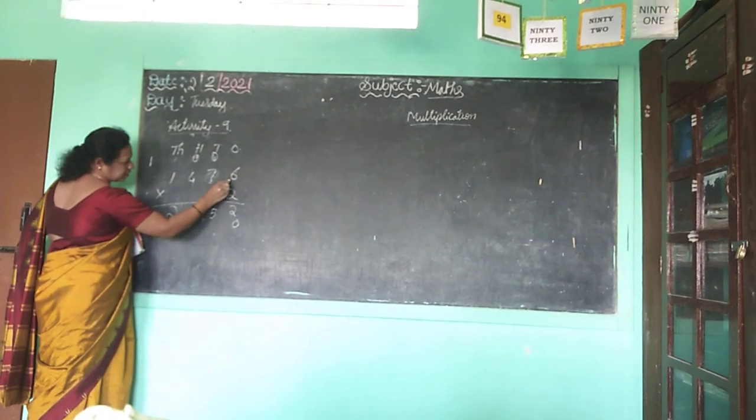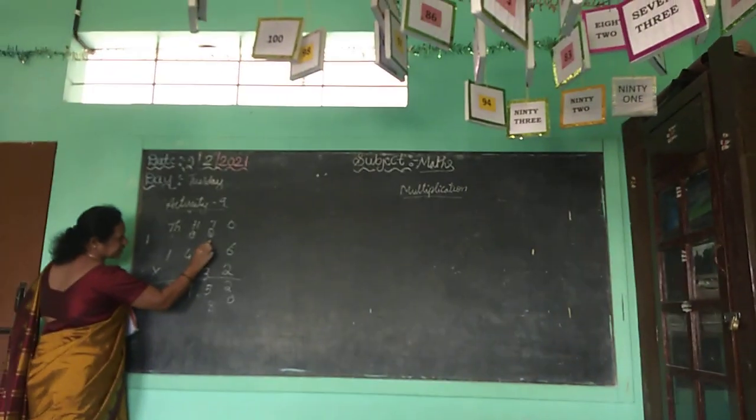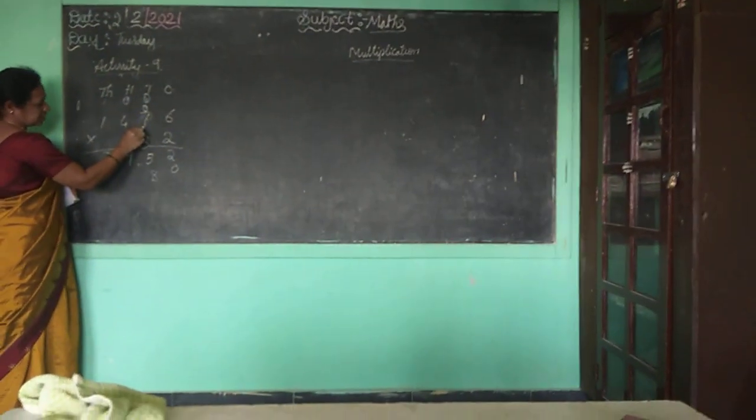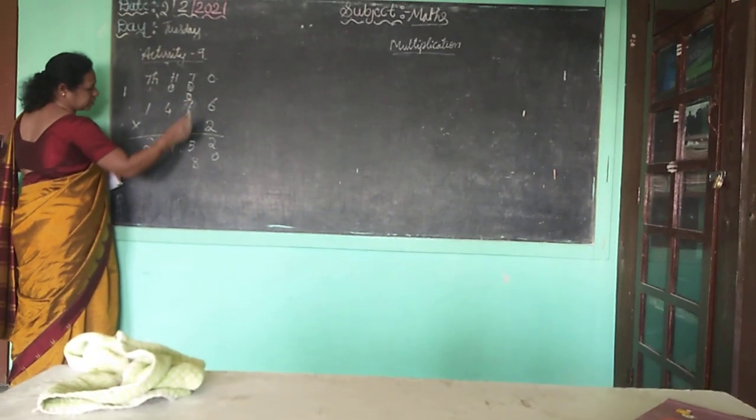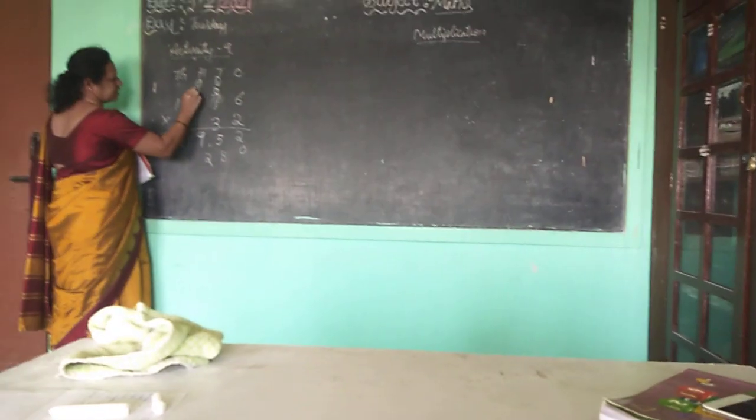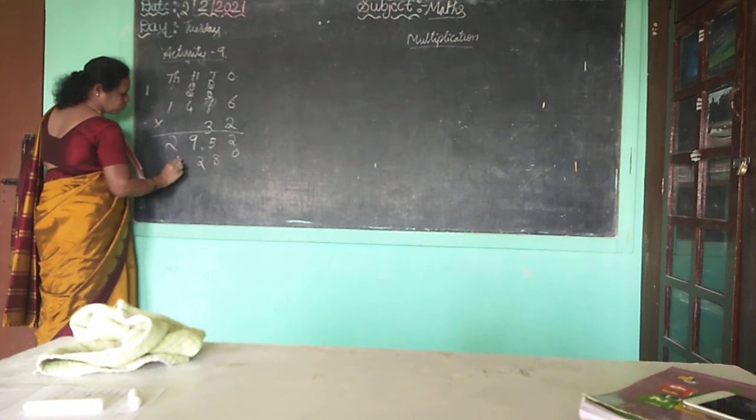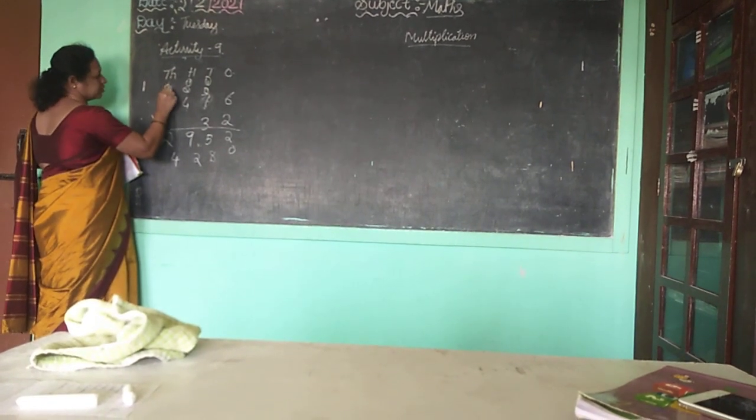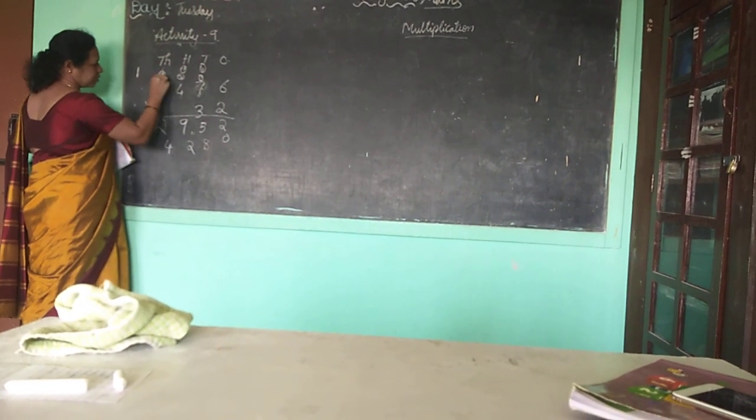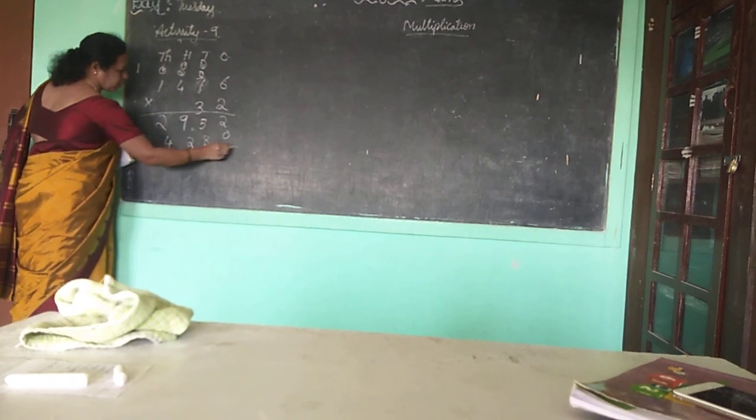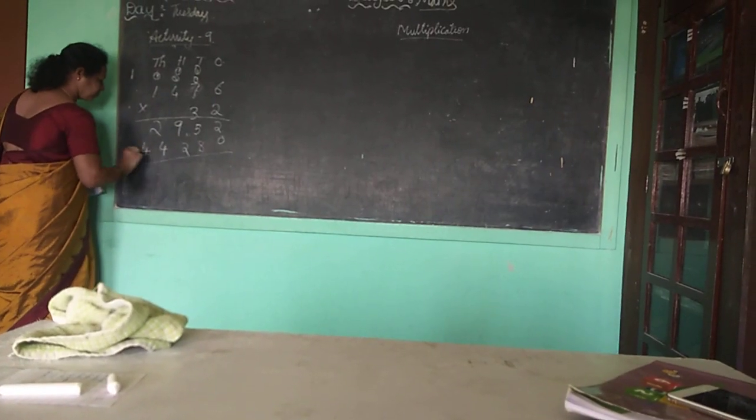3 sixes are 18. Write 8. Carry 1. 3 sevens are 21 plus 1 is 22. Right? Carry 2. 3 fours are 12. 12 plus 2 is 14. Carry 1. 3 ones are 3 plus 1 is 4. Now add this on. Okay.